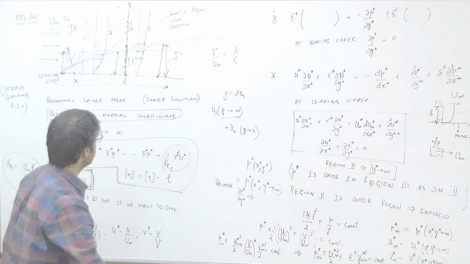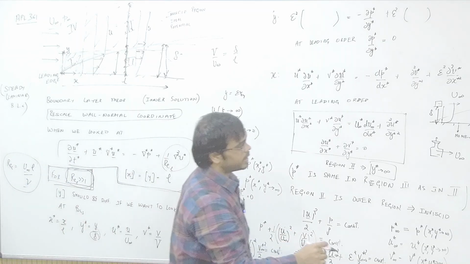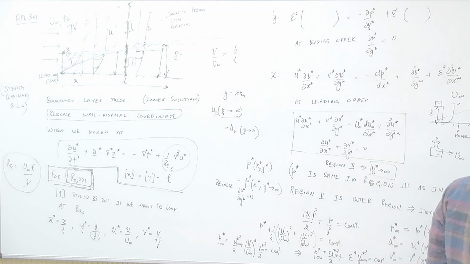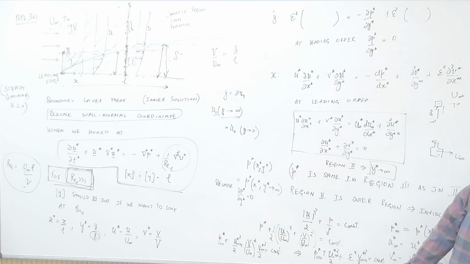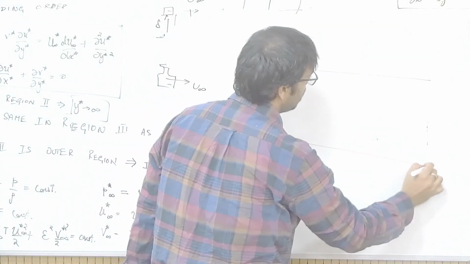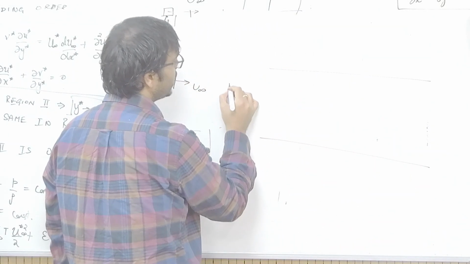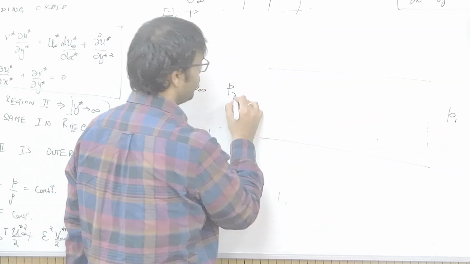For example, if I'm asking you to look at a boundary layer in a channel where I am maintaining the flow through a pressure gradient. Let's say here you have P1, you have P2.